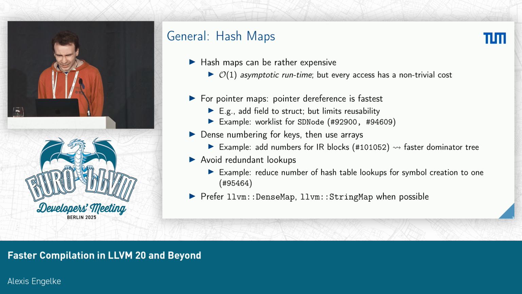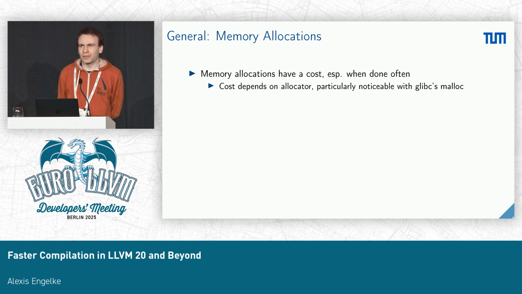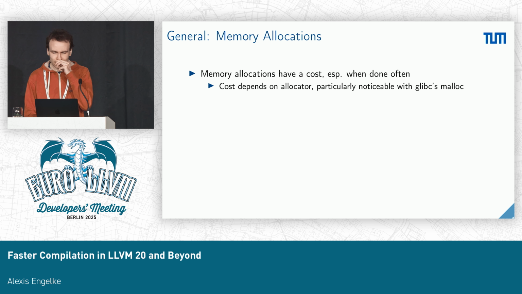The next topic I want to briefly talk about is memory allocations. Memory allocations do have a cost, especially if we have many small memory allocations. This obviously depends on the allocator. Something like mi-malloc might be faster, but glibc's malloc, which is also quite widely used by our users, is a bit less performant. So it's often a good idea to reduce the number of memory allocations.